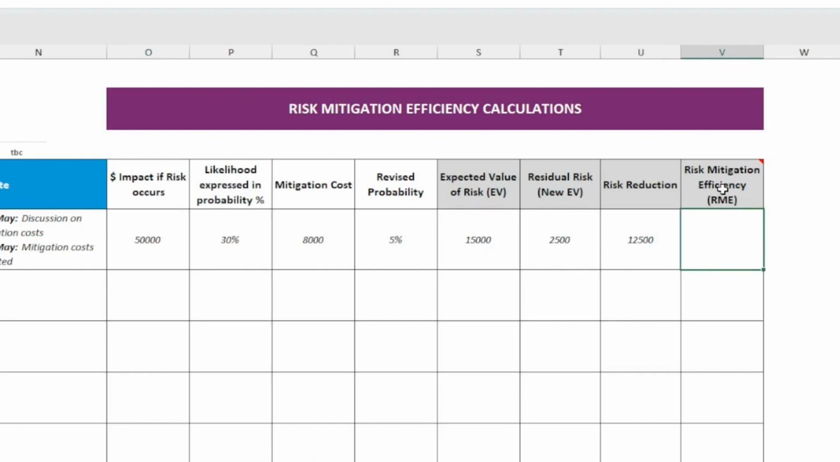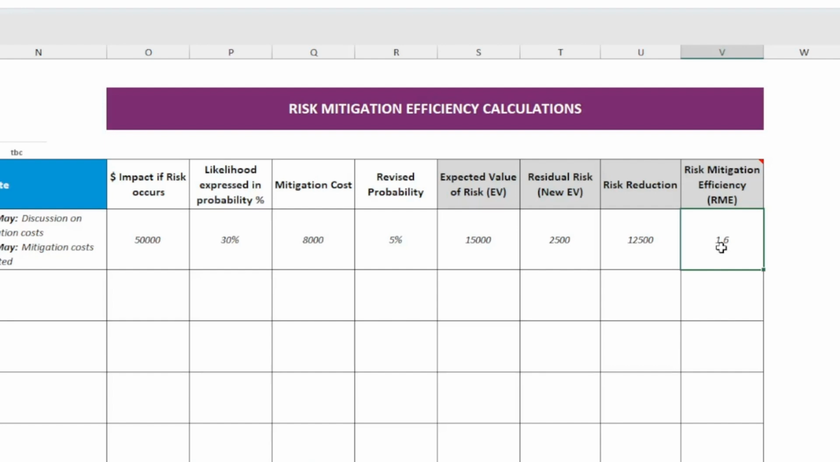So to calculate the RME, the risk mitigation efficiency, the number that we want, what you do is you take the risk reduction and you divide it by the mitigation cost. So here that gives us a number of 1.6. So that's an indication that it could be worthwhile. It has to be above 1. If it's below 1, then it's probably not worthwhile, but obviously those are just guidelines. I think 1, 2, 3 is okay.